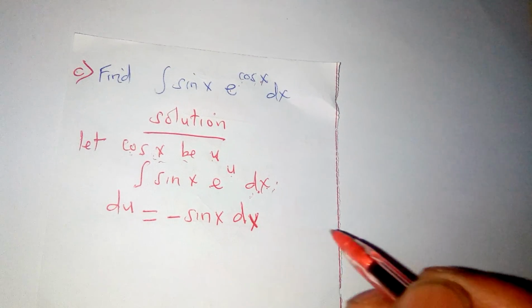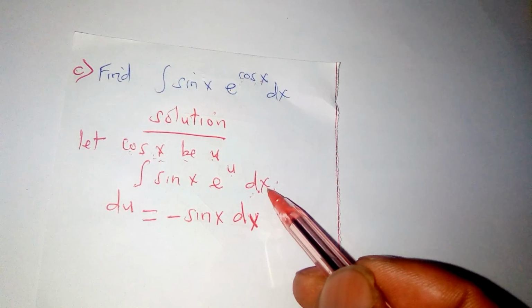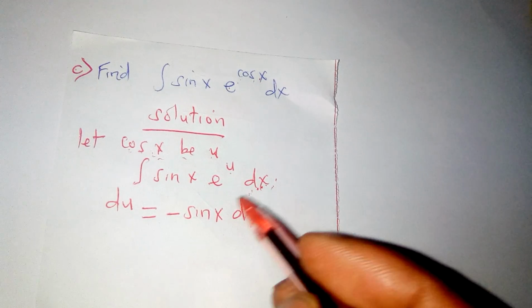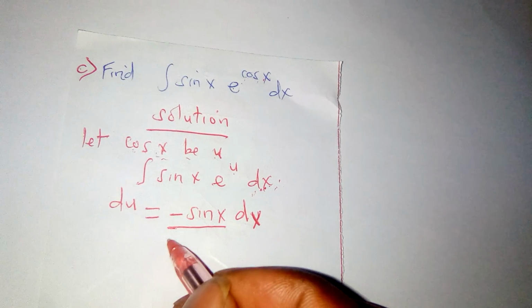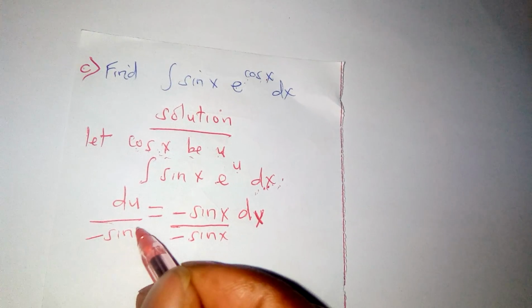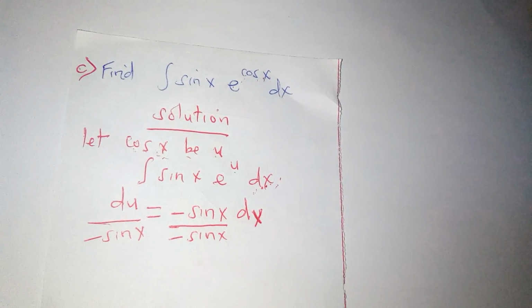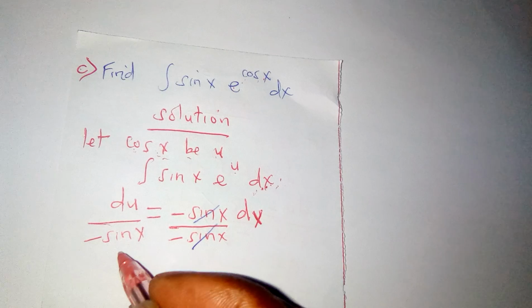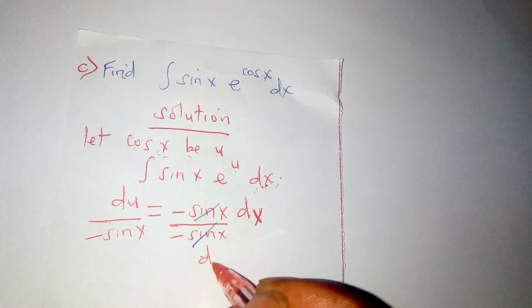Now after that, remember I've told you that I require dx on its own side, and therefore I need to divide by negative sine x. I divide by negative sine x, such that when I work that out, remember this one goes, you will be remaining with dx on this side here.